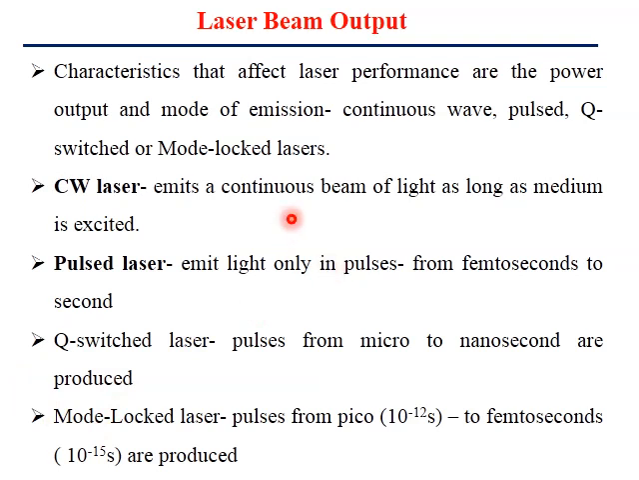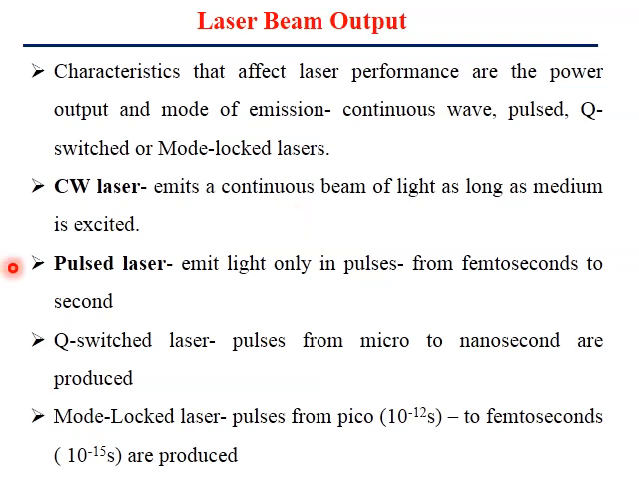Firstly, let's talk about the performance of a laser in terms of its beam output. The characteristics that affect the laser performance are mainly the power output and the mode of emission. The mode of emission may be continuous wave, CW, or pulse. And in pulse, we either have Q switched or mode lock lasers. So these are the different types of laser beam outputs that we have.